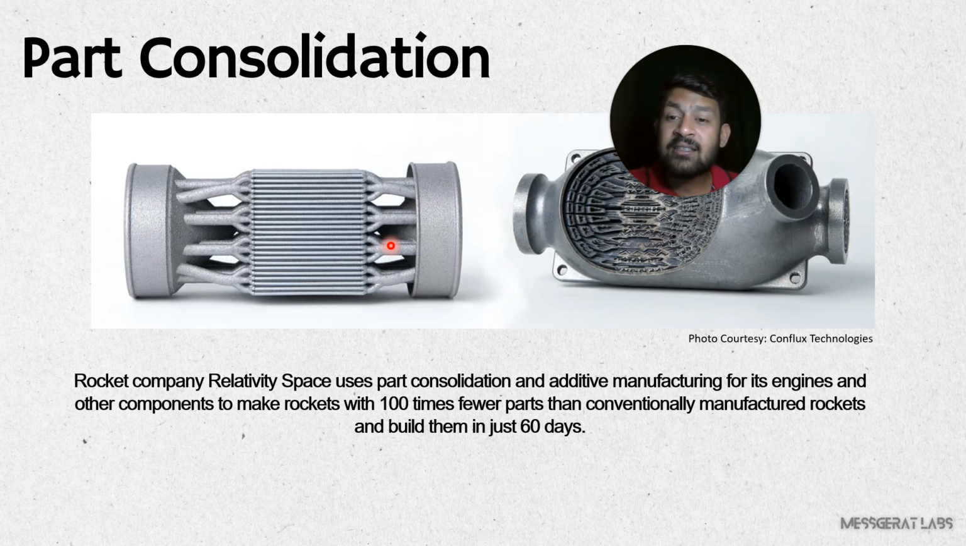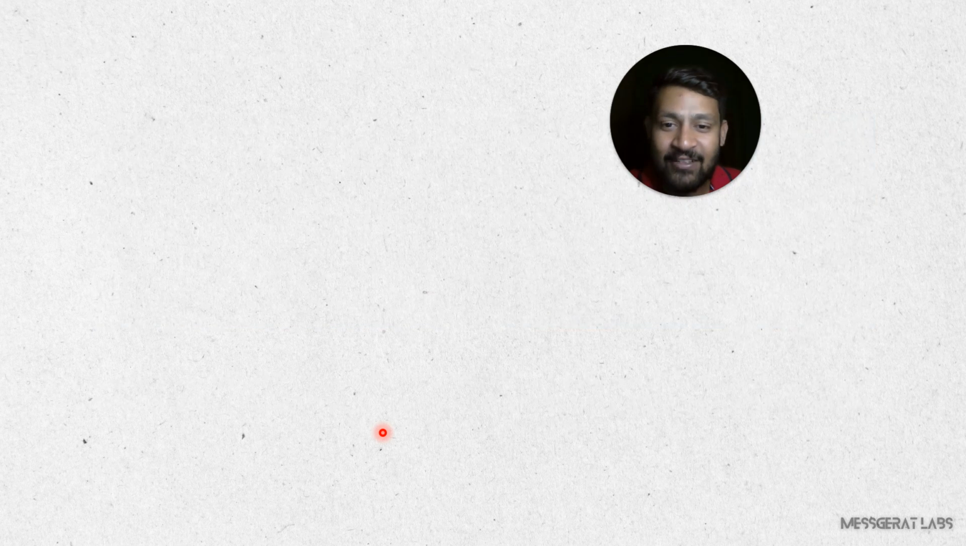And these heat exchangers have a hundred times fewer parts than conventionally manufactured components. And because of having fewer components, the production time of such components is also reduced. Conflux Technologies is making these heat exchangers in only 16 days, and this is being made for the rocket company called Relativity Space. So aerospace is the most favorable customer of additive manufacturing, I would say.